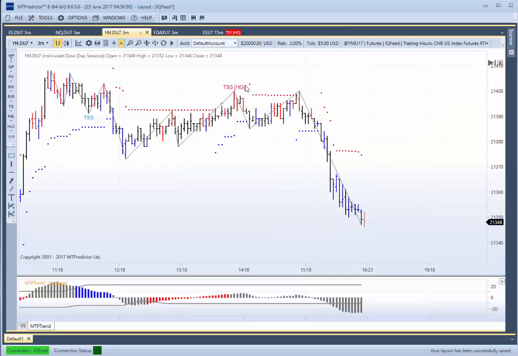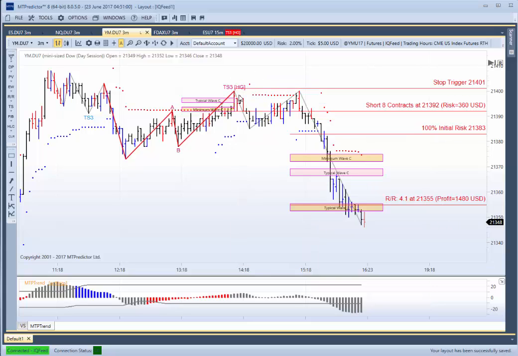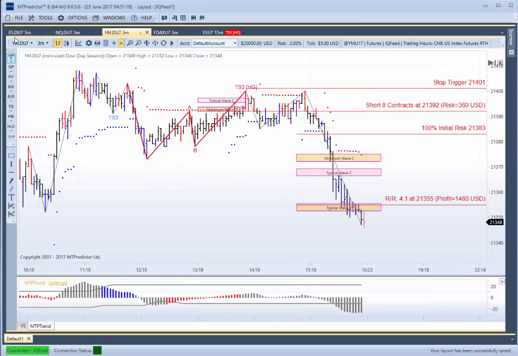Then the market came up and made another Holy Grail sell setup. If you'd taken that, you'd have been taken in short, not stopped out, almost but not quite, down into the typical wave 3 WPT target for a nice 4R profit. So that would have actually been a nice trade a bit later in the day. So the YM actually had some good setups.